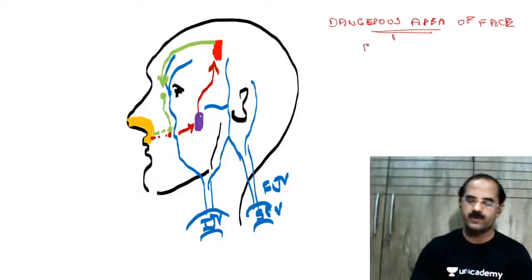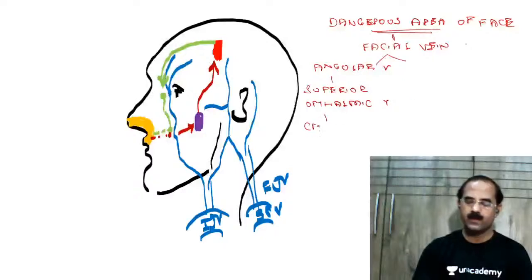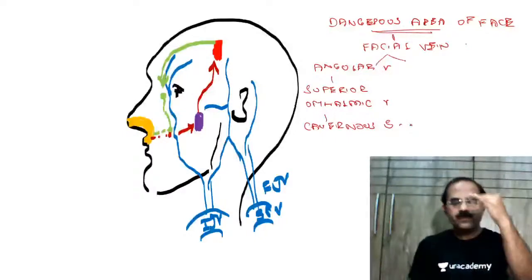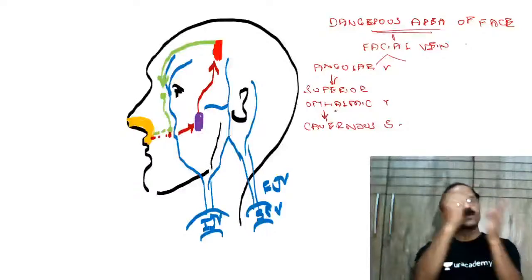The infection first comes to the facial vein. Now there are two ways of spread of infection. One, start on one side: the angular vein, then the superior ophthalmic vein, and the cavernous sinus. Angular vein, superior ophthalmic vein, and the cavernous sinus. Now go to the other side.